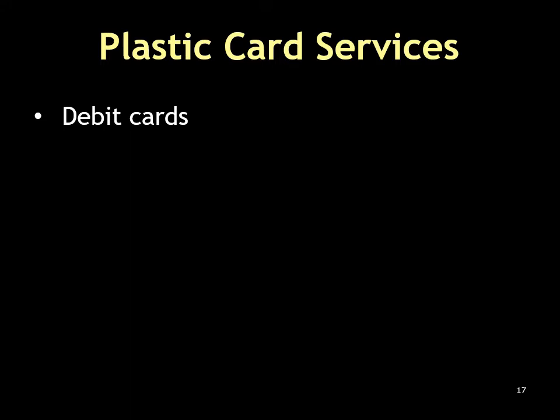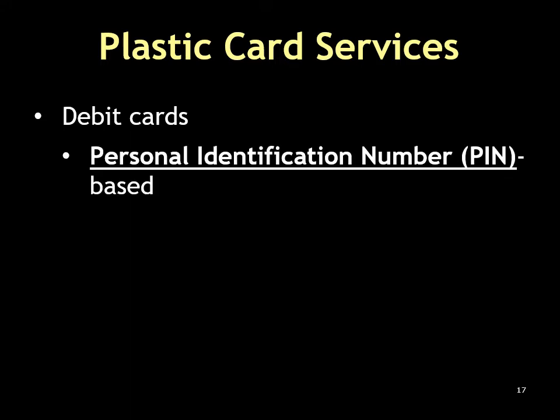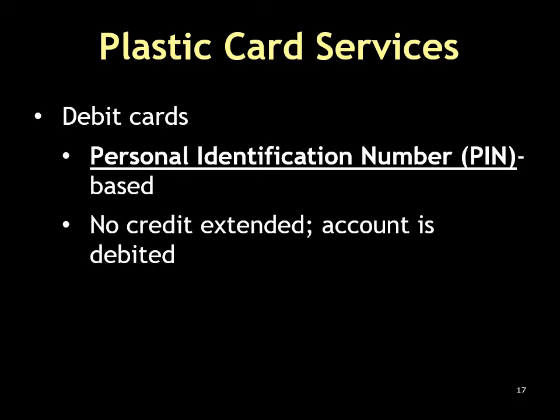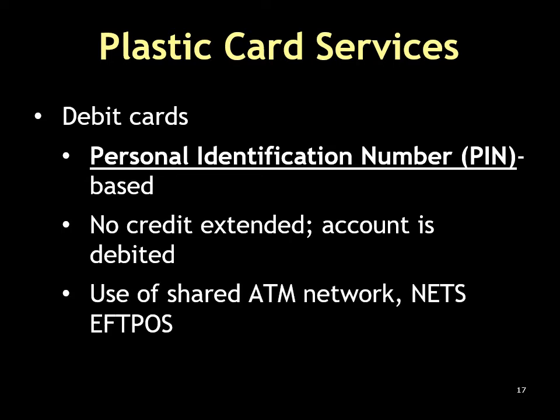Let's look at debit cards. Some of the debit cards require a PIN. Some of the debit cards are PIN number based. Basically, it's a personal identification number, which you are familiar with. Here, there's no credit standard, which means there's no loan, and the payment is straight away deducted from your bank account. Of course, the debit card can be used through shared ATM networks. For example, OCBC and UOB share their ATM machines. So your UOB card can use an OCBC ATM machine.